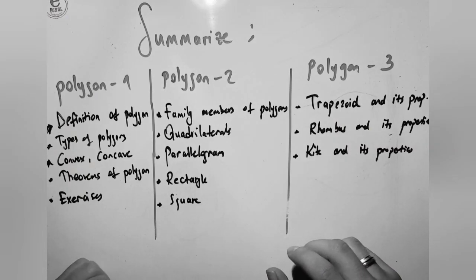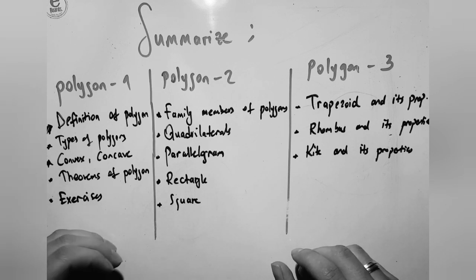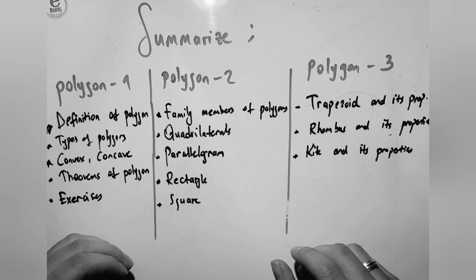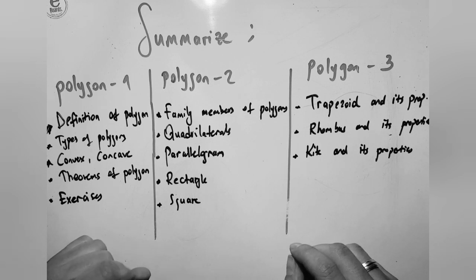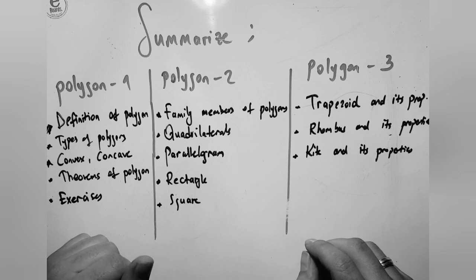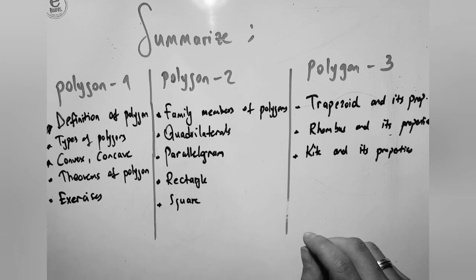Before finishing, let me summarize and go over what I have done in the last 3 videos. In the first video, we covered the definition of polygon, types of polygons, convex and concave polygons, theorems of polygons, and I finished the lesson with an exercise. In the second video, we had family members of polygons: quadrilaterals, parallelogram, rectangle, square, with their properties. In the last video, I gave you trapezoid, rhombus, and kite with their properties.